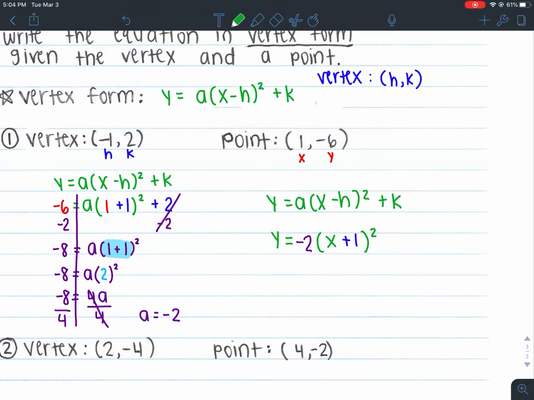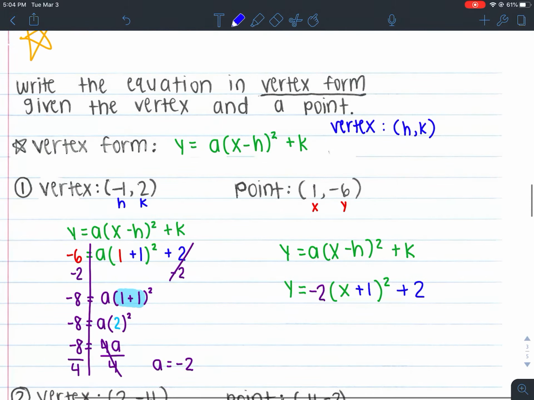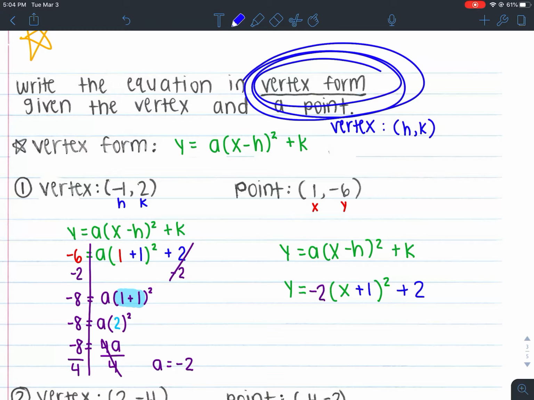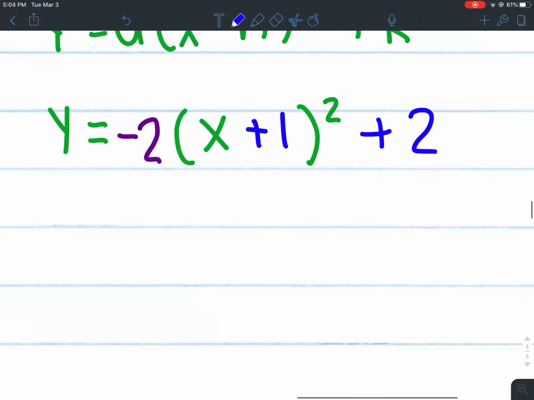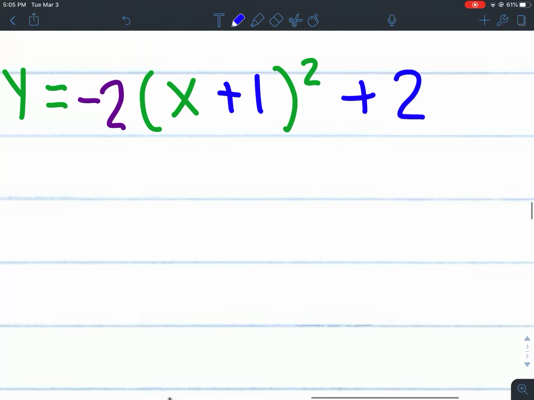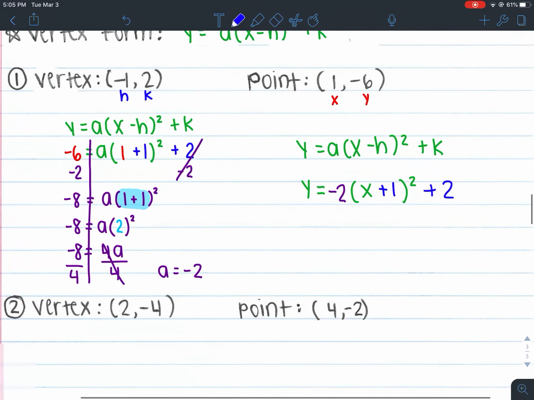Parentheses squared, and then my k is +2. Okay, so where did I get all this information from? They wanted me to write an equation in vertex form. So in order to do that, I need a vertex, but I also need my a value. Remember, every equation is always going to end up with an x and a y. So you should never plug in anything for x and y for your final equation, okay? So I plug in my h and my k, my vertex, but I have to find my a as well.